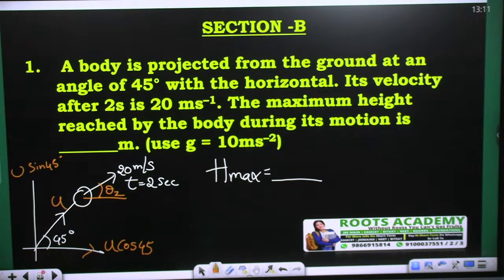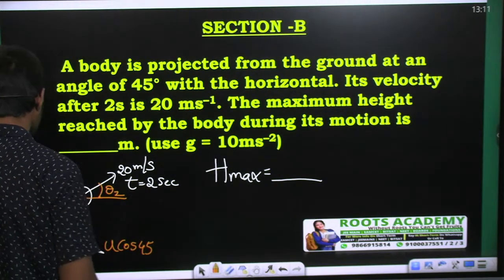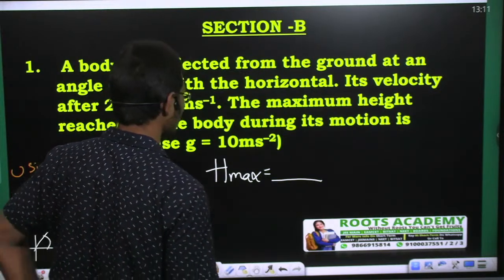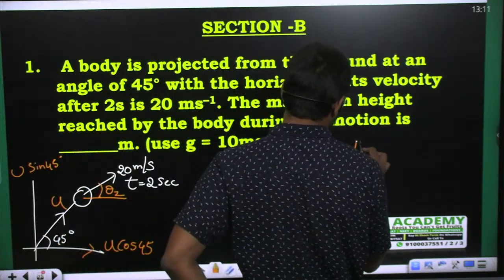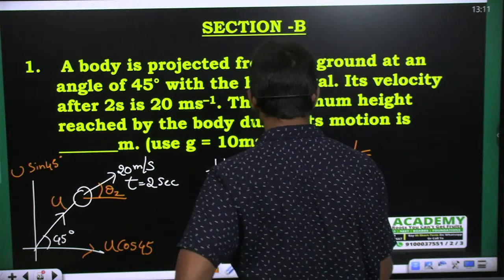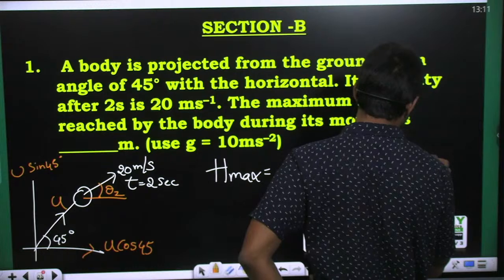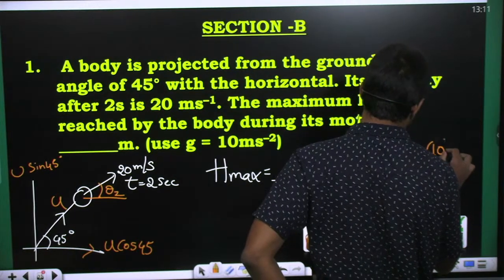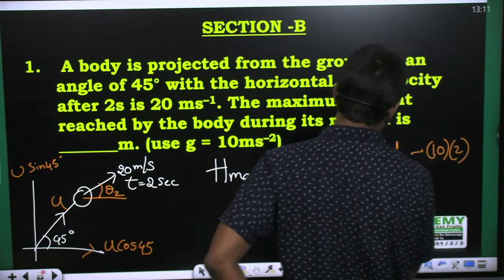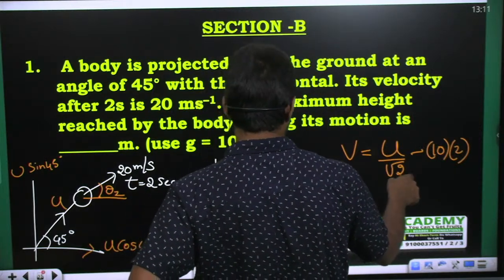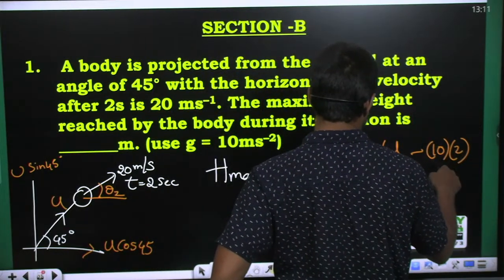See, whatever it might be, the speed after 2 seconds is 20, right? It is given as 20. So the u cos 45 remains constant throughout the path. So u sin 45 only changes, right? V after 2 seconds, V is equal to u by root 2. V is equal to u plus at. V is equal to u plus at. a is nothing but minus 10, the acceleration due to gravity, t is 2 seconds.